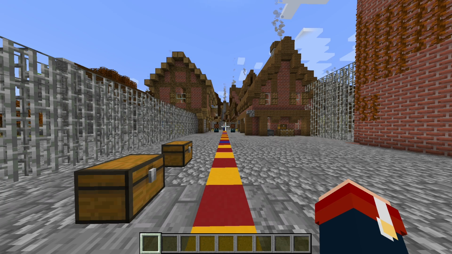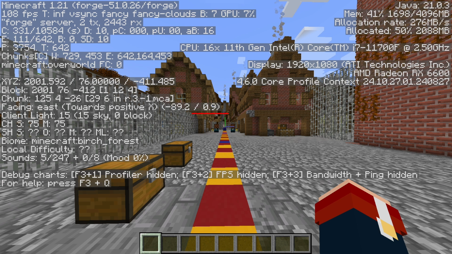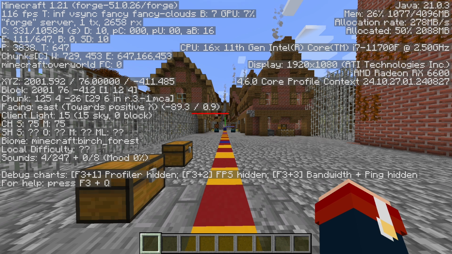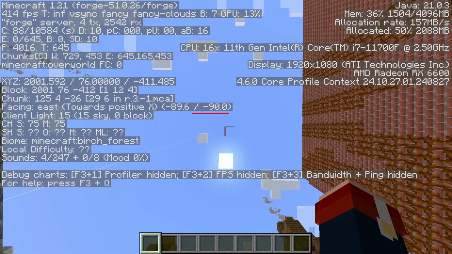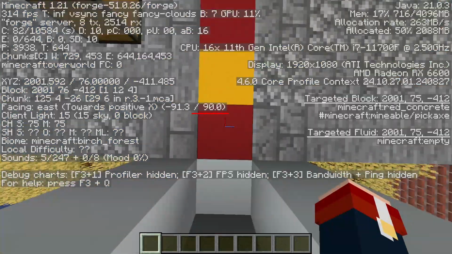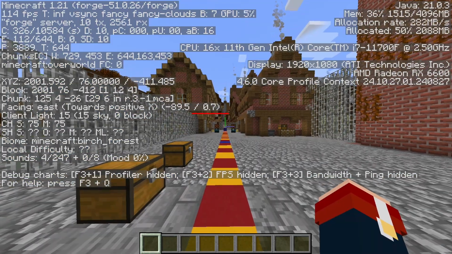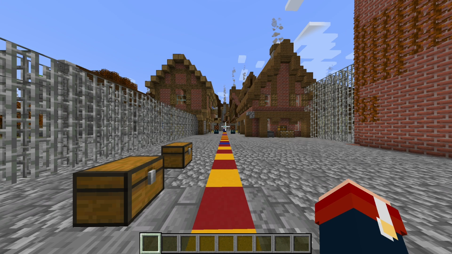To shoot the arrow in a straight line, I have to look at this number. It tells you what angle you're looking at. Looking straight up, it is negative 90 degrees, while looking straight down is 90 degrees. I have to look at 0 degrees to get a straight path of flight.